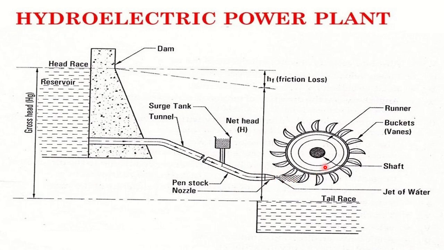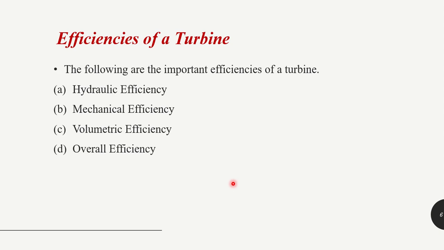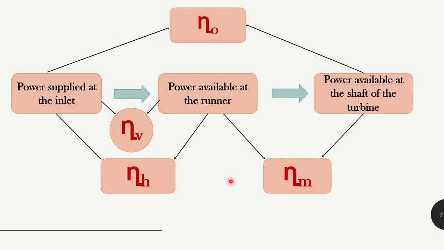Then what is the second step? The turbine is rotating and converting the energy. Next, whatever energy comes out of the turbine, which is your mechanical energy, is converted into electrical energy. This is the process. So I have divided the entire process into 3 steps.